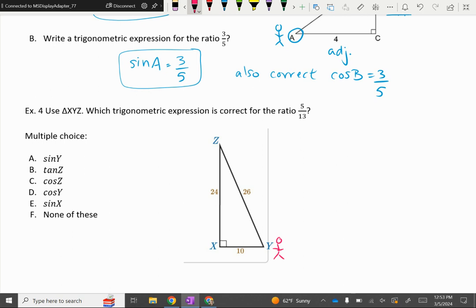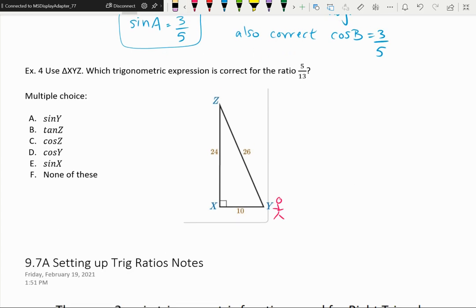renaming them. So if I am at Y, across from the right angle is my hypotenuse. Across from where I'm standing, 24 is going to be the opposite. It's going to be opposite me, like I'm looking across to it. And then the adjacent leg is going to be 10. So sine of Y is equal to the opposite, which is 24, over the hypotenuse, which is 26.